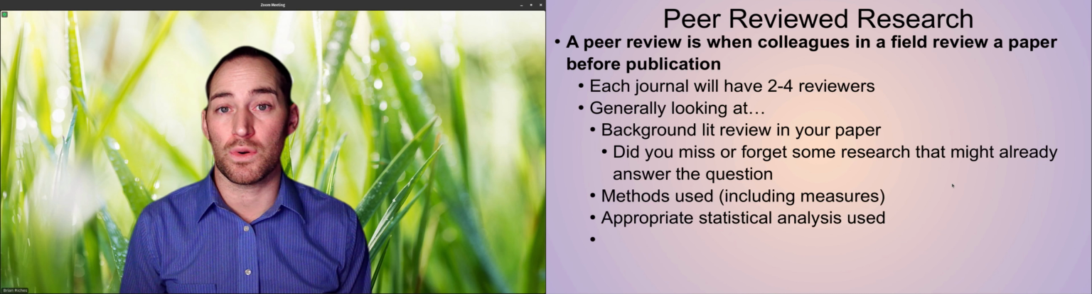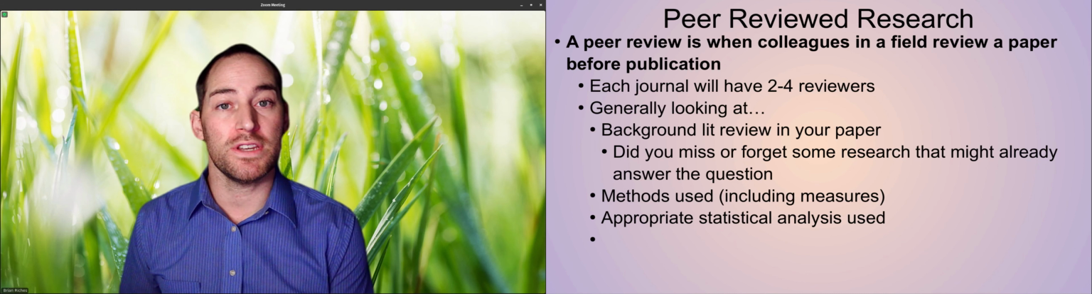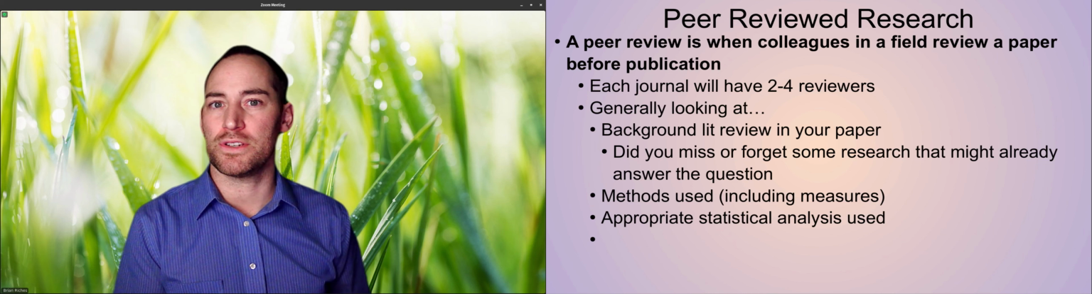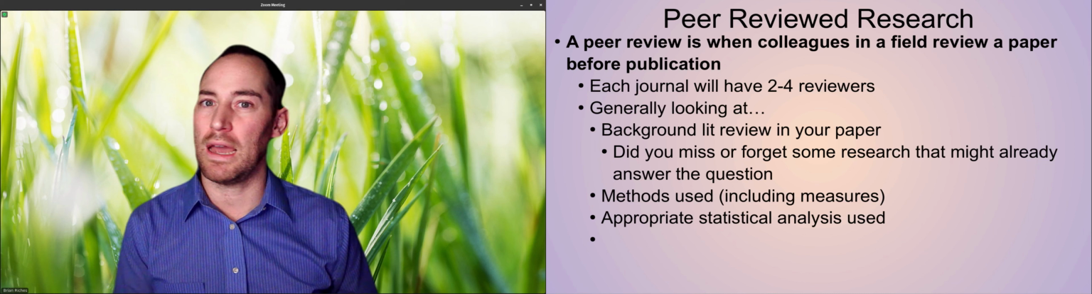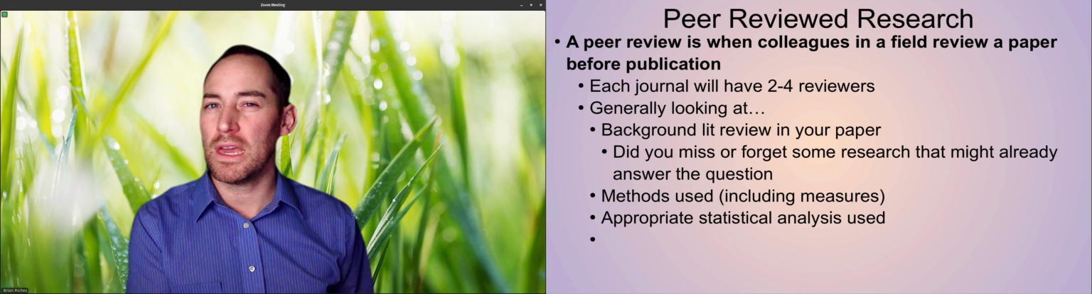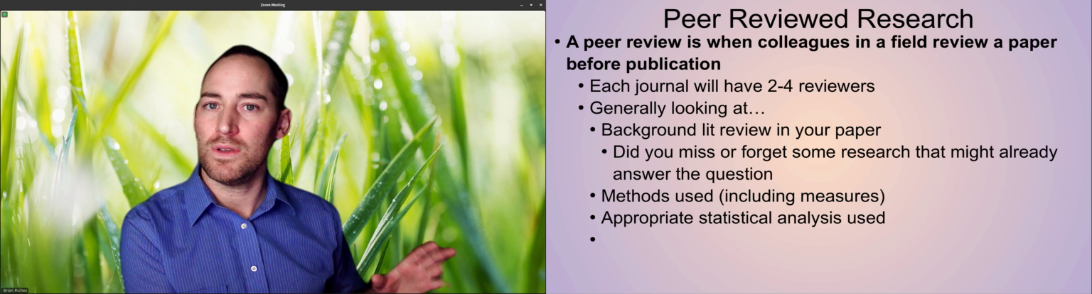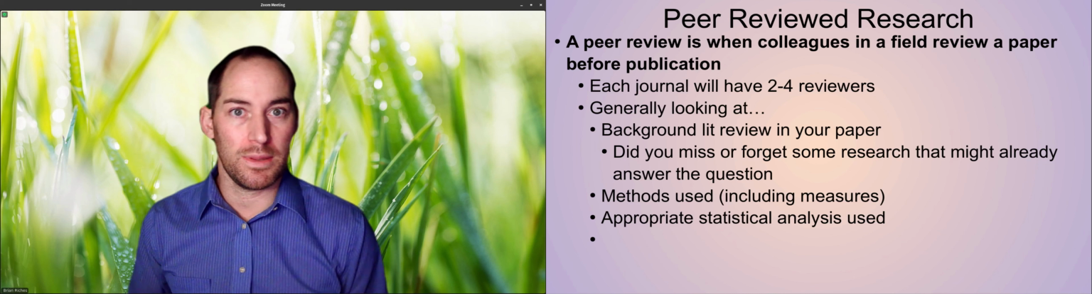Another thing a reviewer will look at is the methods. Did you use appropriate methods? What measures did you use? Did you use the most appropriate measures? If there's already a really well established and used measure for something, like say depression, for example, but you make up something new, they're probably going to be very questioning of that. Why didn't you use this standard measure that we know is a valid measure? So because of that, maybe they would reject your paper.